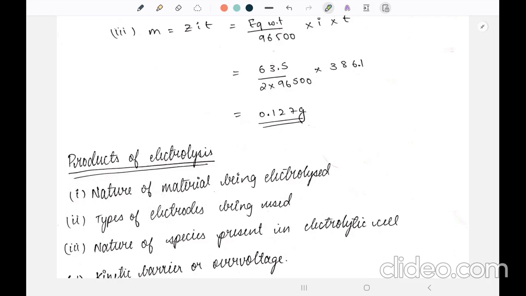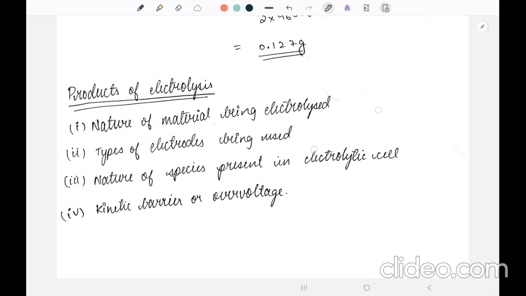In the case of strong electrolytes, the process becomes fast, whereas in the case of weak electrolytes it is slower. Another factor is the electrodes being used. If the electrode is inert, like platinum, it will not participate in the chemical reaction and acts as a source and sink for the electrons.